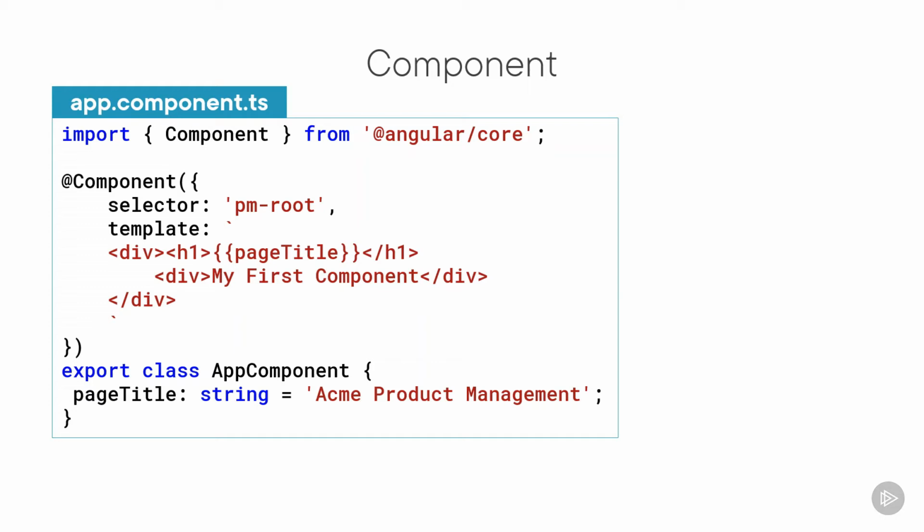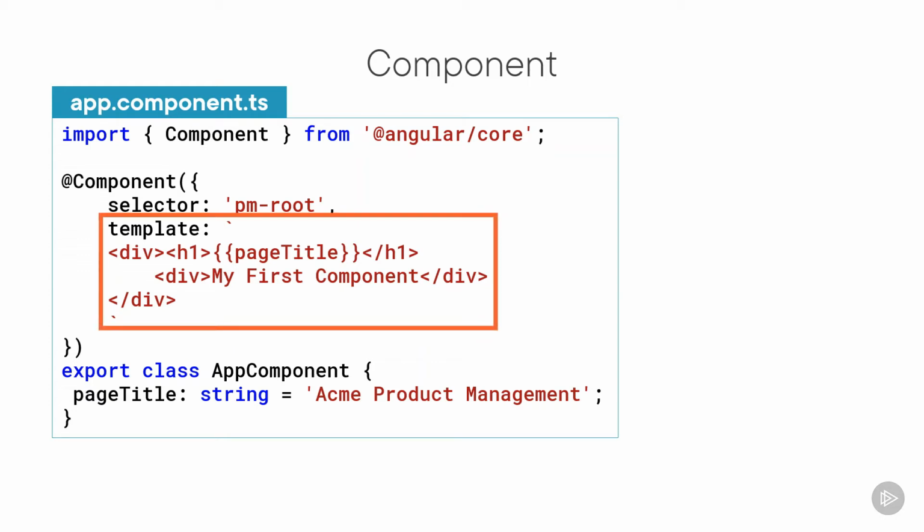In the prior module, we built an inline template for our app component. We used the template property to define the template directly in the component's metadata. But this is not the only way we can build a template for our components.